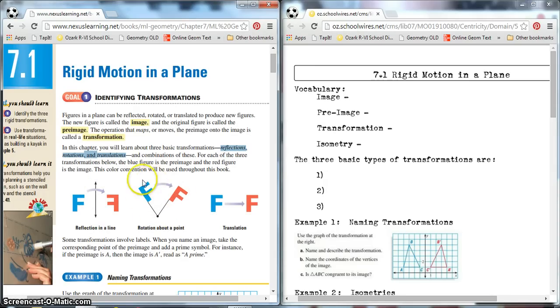Rotation about a point. All right, so we just take it and rotate it. There's always a center of rotation and some radius that we are rotating about.